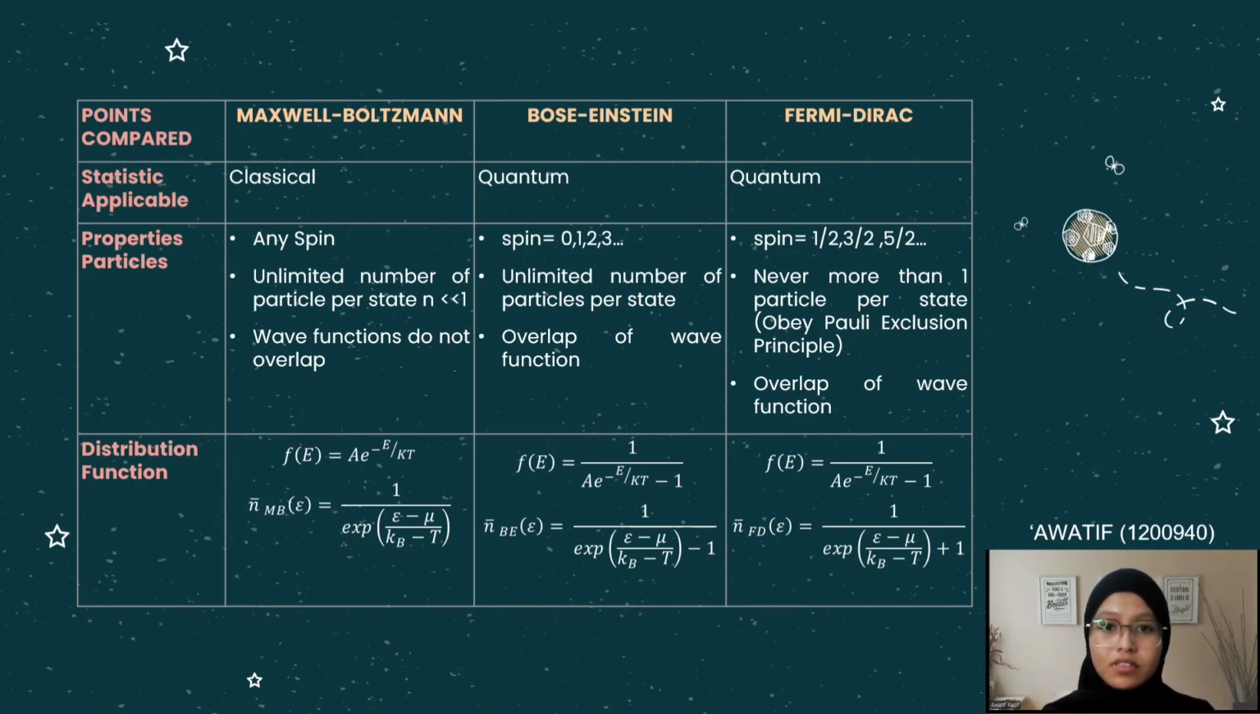And lastly, for the distribution function, as we know, the equation is 1 over A exponent power E by kT, where E is the energy and k is the Boltzmann constant. So for these three statistics, they use a similar equation, except for Bose-Einstein, where it is 1 over A exponent power E by kT minus 1, while for Fermi-Dirac it is 1 over A exponent power E by kT plus 1.